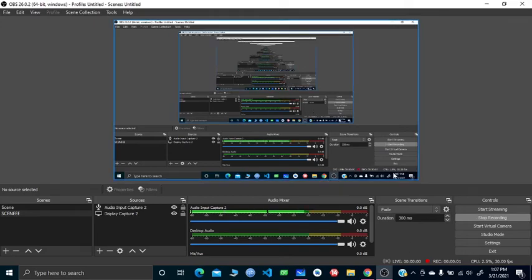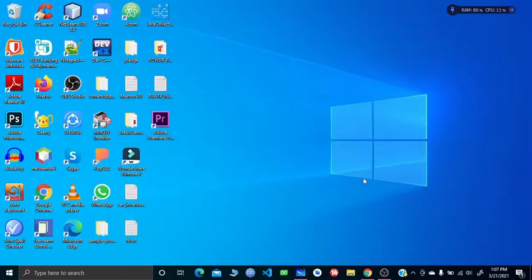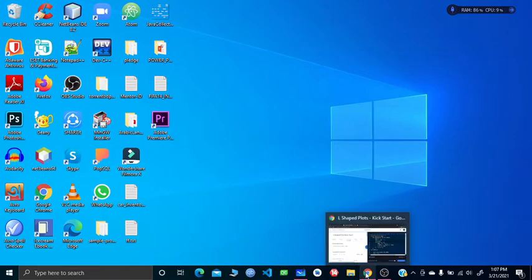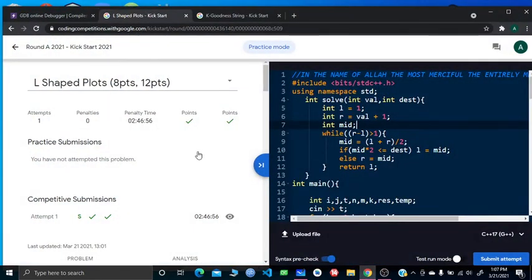Hello and welcome everyone. So I'll be explaining Google Kickstart 2021 round A, problem B and problem A. Well, problem A was pretty easy, but let's explain problem B first. Its name is L-shaped plots.